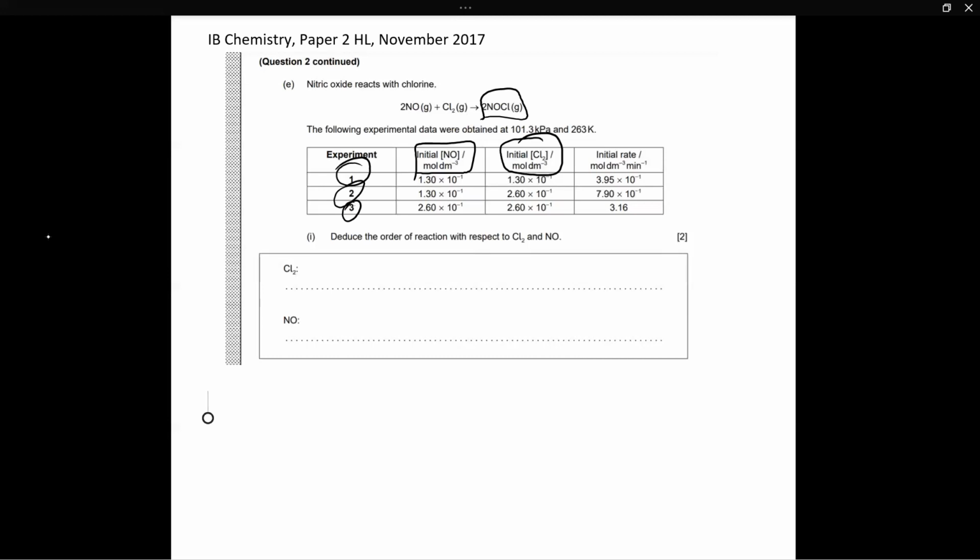Anyways, now in the third trial, Bob has kept the concentration of chlorine gas the exact same as the previous experiment. He hasn't changed it. But what he has changed is the concentration of nitric oxide.